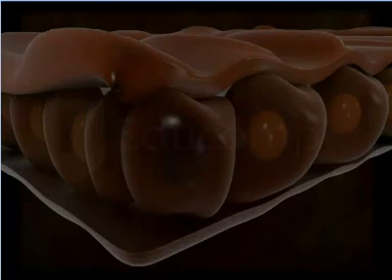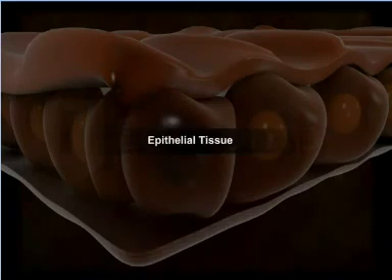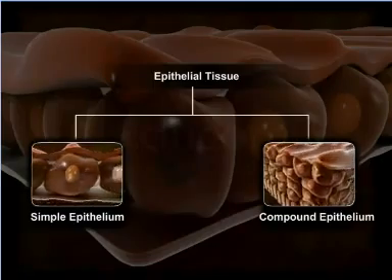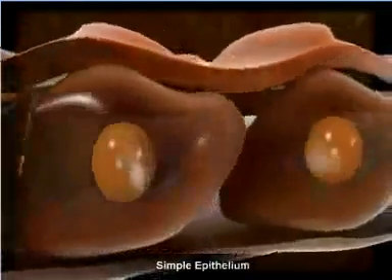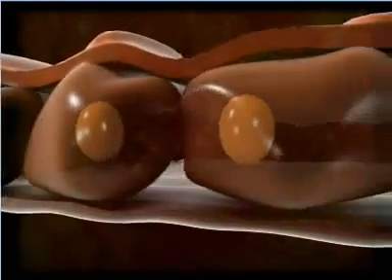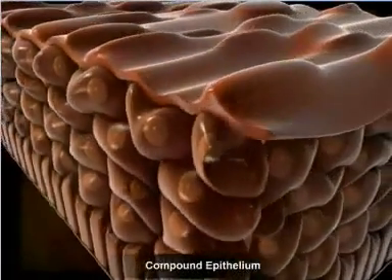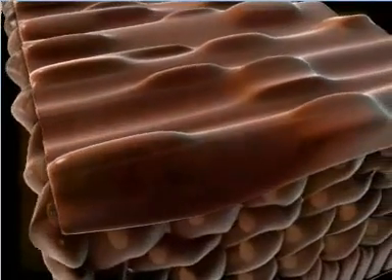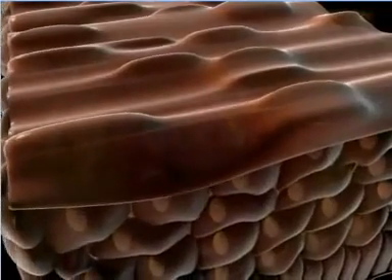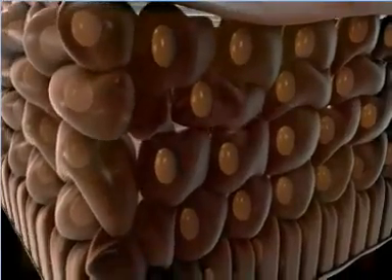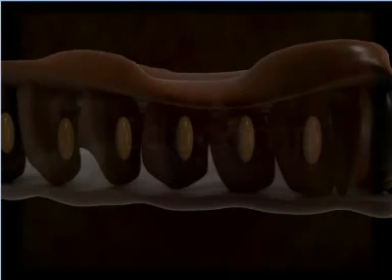Based on the number of layers present, the epithelial tissue is divided into the simple and compound epithelium. The simple epithelium is formed of a single layer of cells that rests on the basement membrane. On the other hand, the compound epithelium is composed of two or more layers. The compound epithelium is also known as a stratified epithelium. Let's now learn about the simple epithelium in detail.